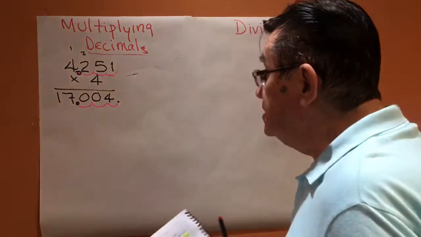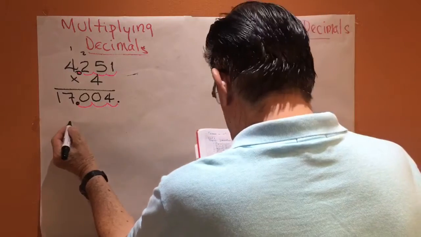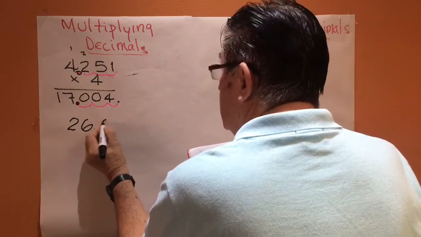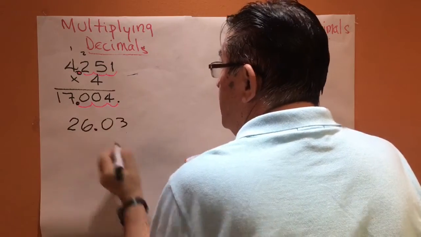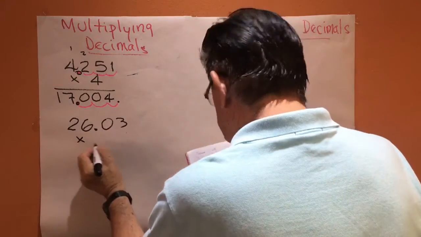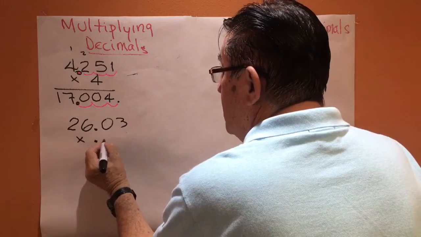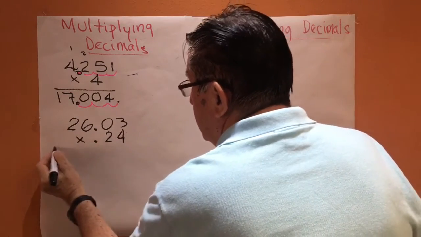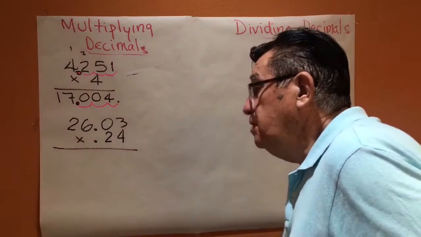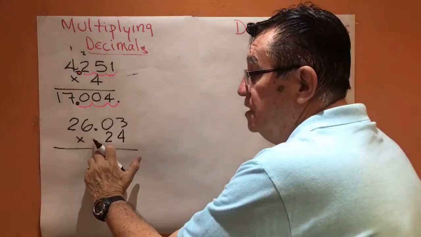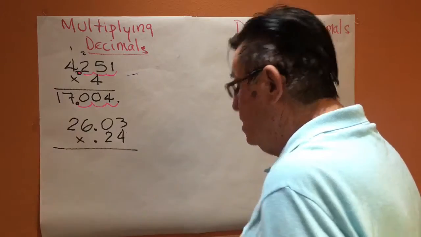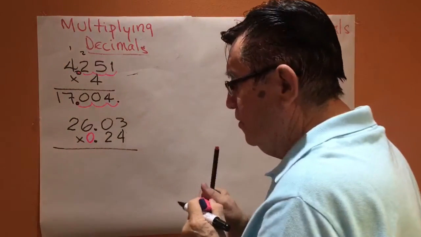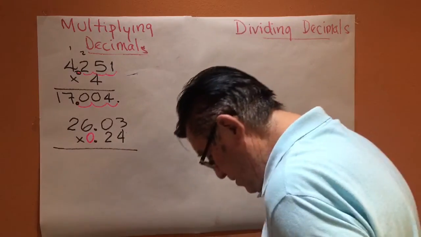Now let's see another example. Let's see that we have another number which could be 26 and 300ths. And it's multiplied by another decimal number. Let's say it's 24. Okay, well, you have to be very careful. Sometimes you're only going to see a decimal point. That means that there is a 0 here. Well, we do as usual.